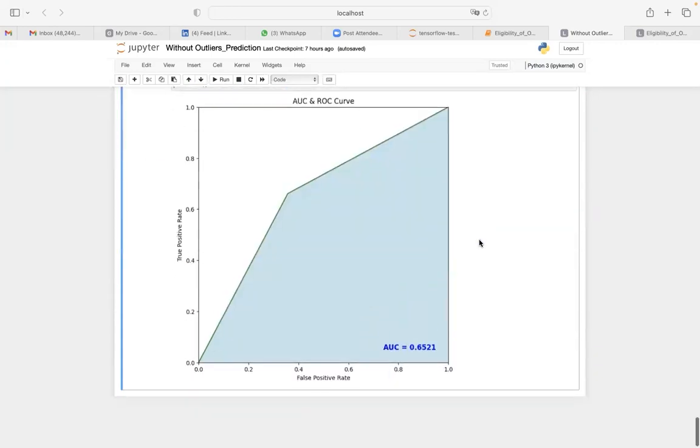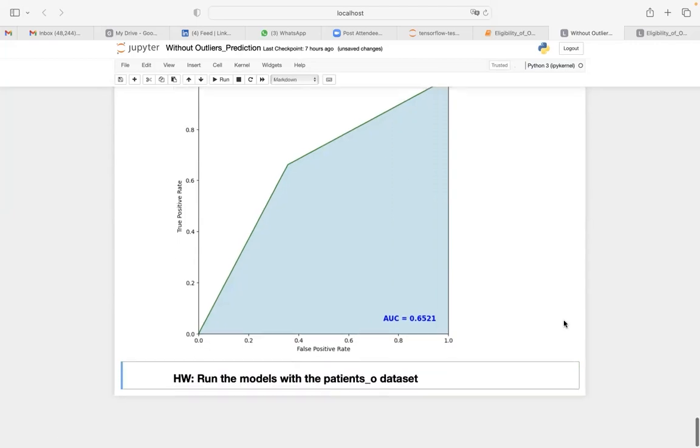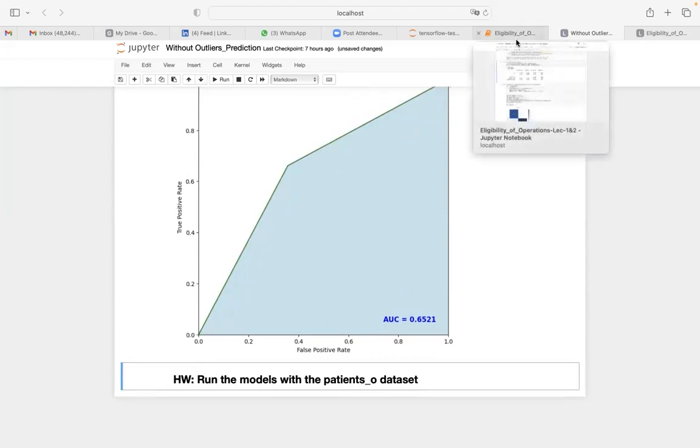Run both the models, when I say model, with hyperparameter tuning and without hyperparameter tuning as well. Run the models with the patients. Okay, so that will be your homework, so that you will also get a feel for what we are doing here.